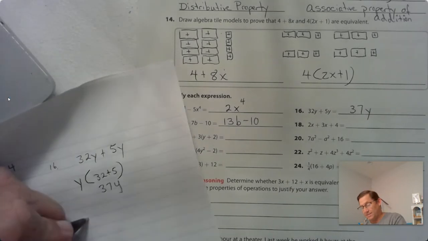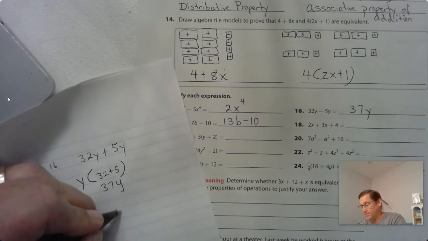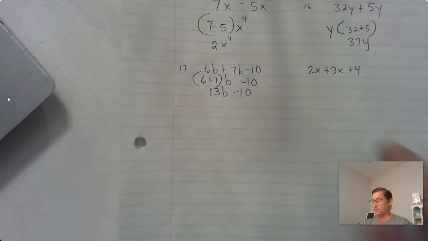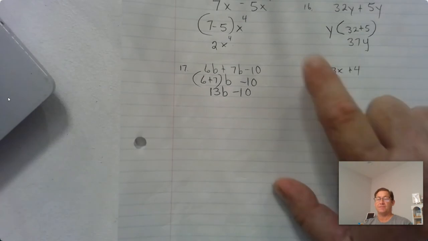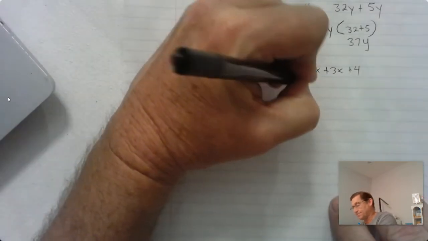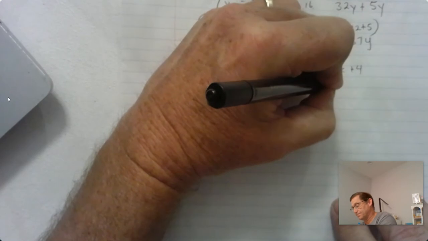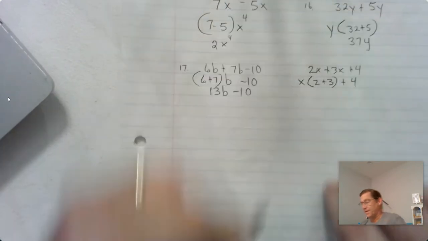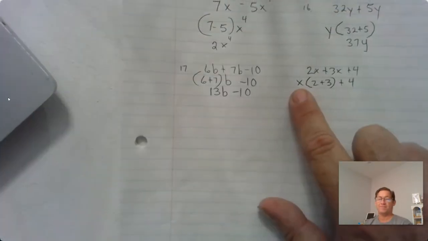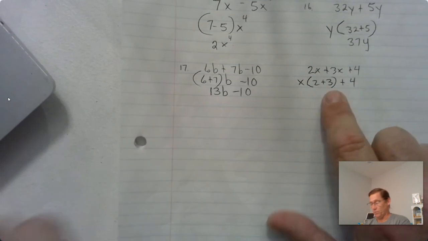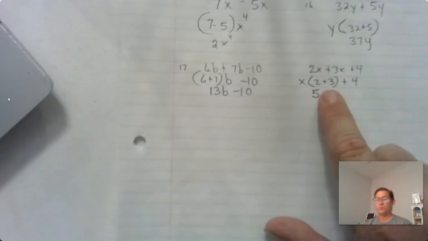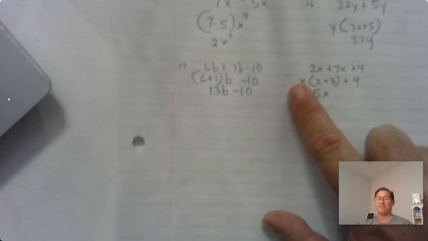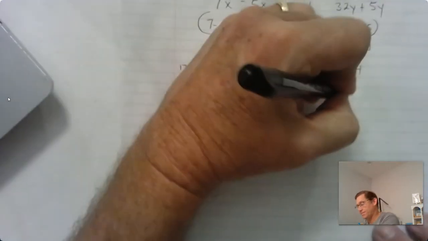18. 2x plus 3x plus 4. Okay, so they're multiplying x times the sum of 2 and 3. It doesn't matter whether we write the x in front or after. It still means multiplying by it. So 2 plus 3 is 5. So 5 times x is 5x plus 4.